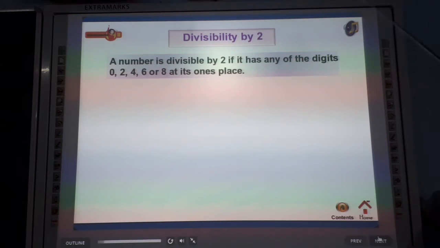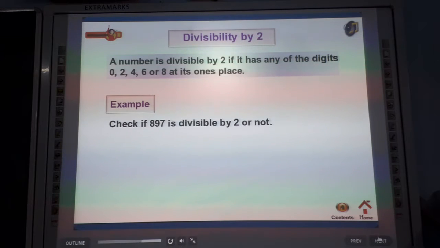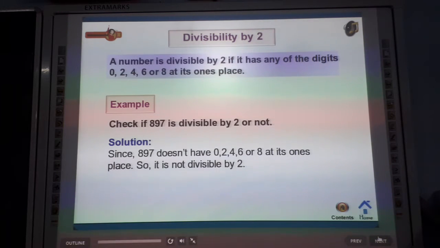Now next is divisibility by 2. A number is divisible by 2 if it has any of the digits 0, 2, 4, 6 or 8 at its ones place. For example, check if 897 is divisible by 2 or not. Solution is, since 897 doesn't have 0, 2, 4, 6 or 8 at its ones place, so it is not divisible by 2. Okay, look at this.